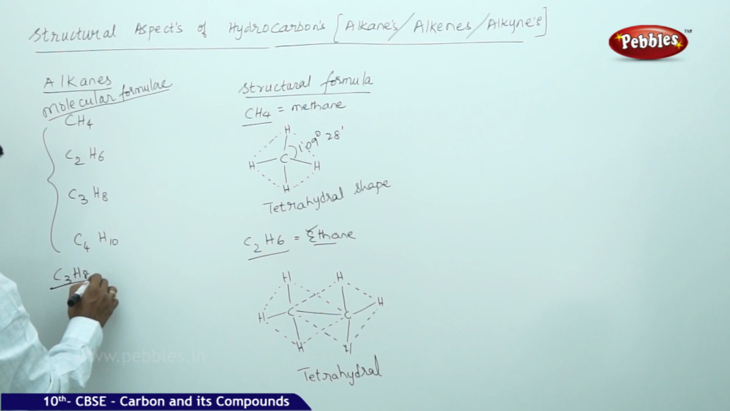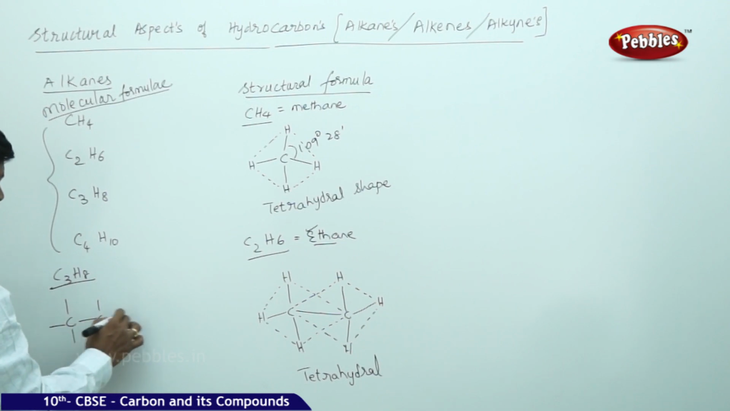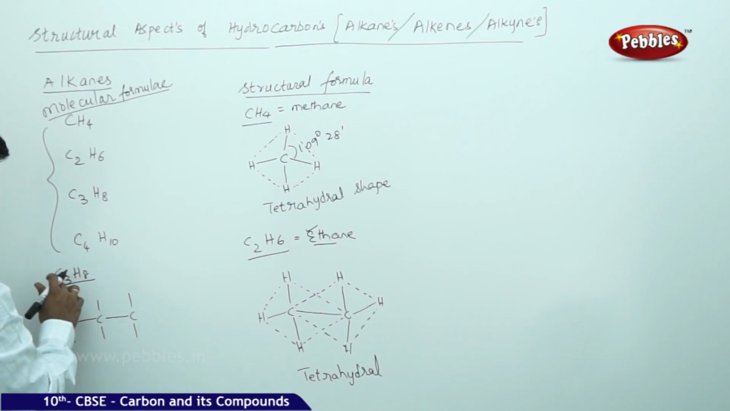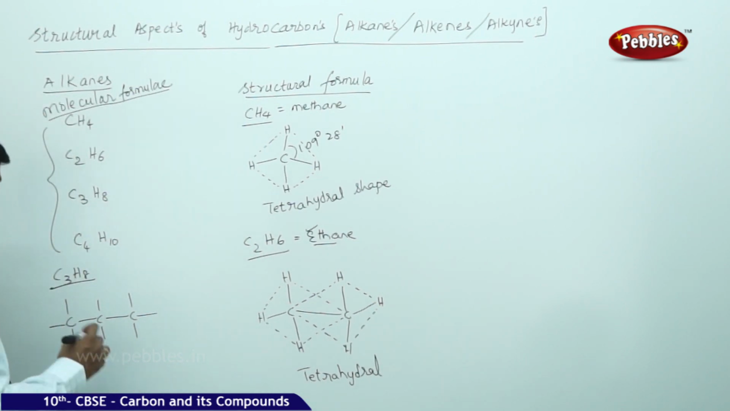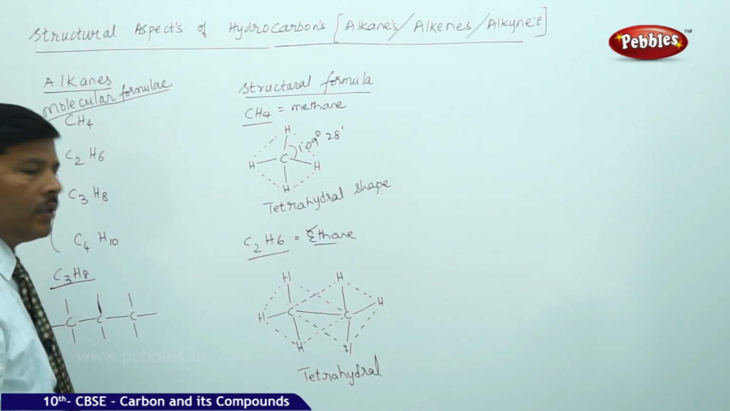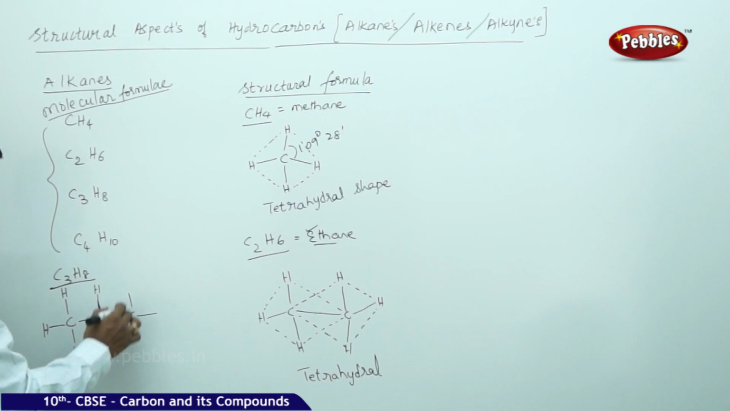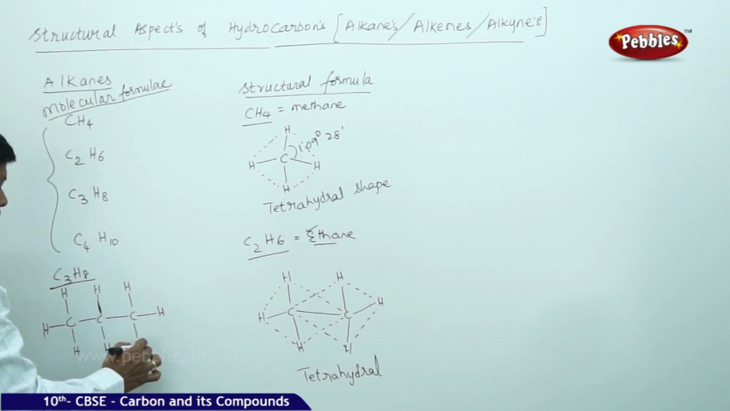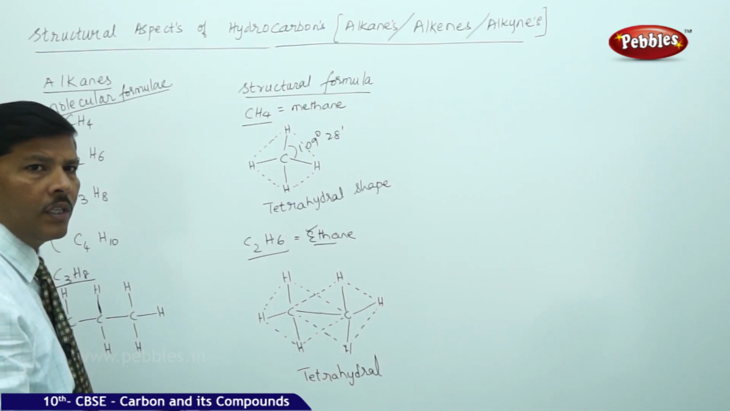Likewise, you can also take C3H8. If you go for C3H8, you can take the structure, take 3 carbons, attach the valencies, just like the catenation property of carbon. First satisfy the tetravalency for each carbon. Each carbon has 4 covalent bonds. First carbon 1 2 3 4, second carbon again 1 2 3 4, third carbon 1 2 3 4. Then you check the total number of hydrogens. We have 8 hydrogens, so attach 1 hydrogen here, here, here, and so on. You can see that the length of the carbon chain is 3.